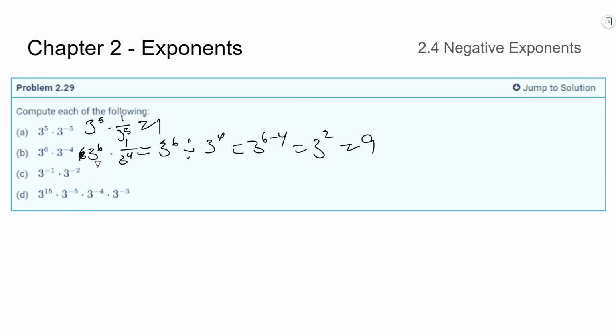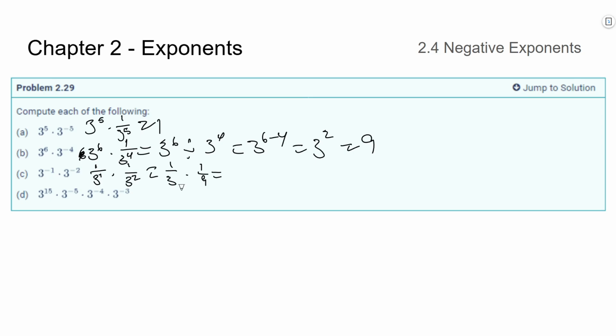All right, 3 to the negative 1 would be the reciprocal of 3 to the 1. So 1 over 3 to the 1, which is really just 1/3, right? Times 1 over 3 squared. So this can be 1/3 times 1 over 9. 3 times 3 is 9. All right, so we have multiplying a reciprocal, which is the same thing as division.